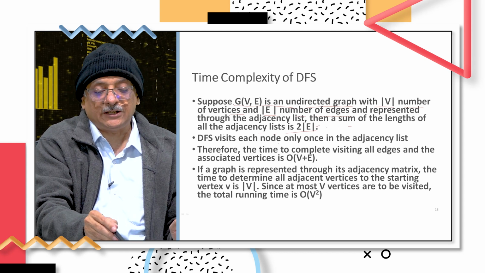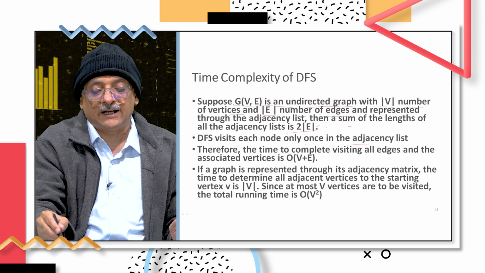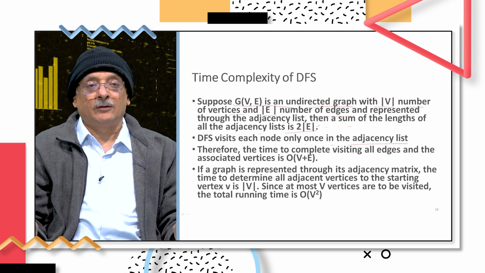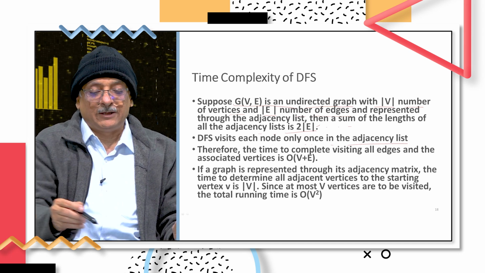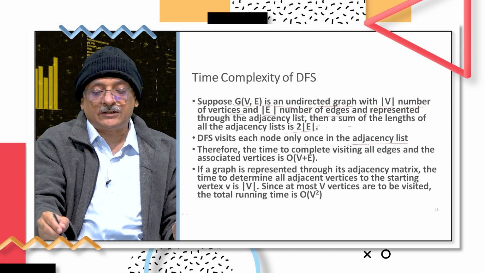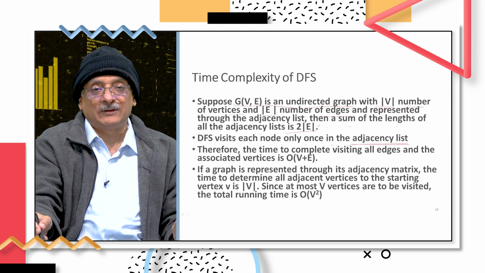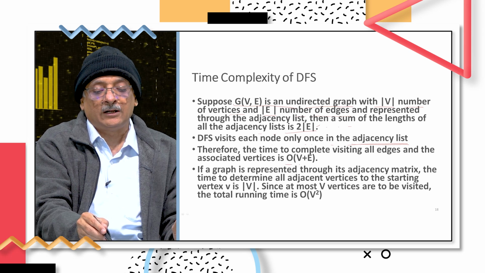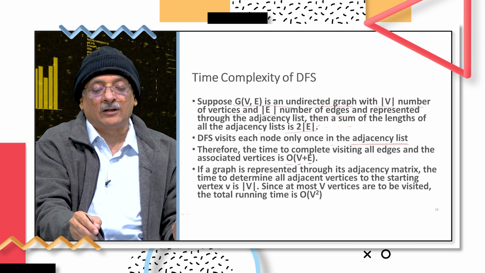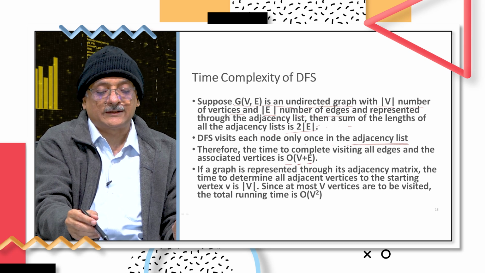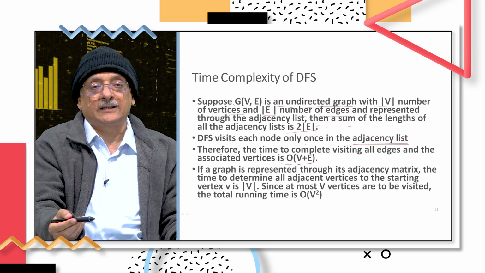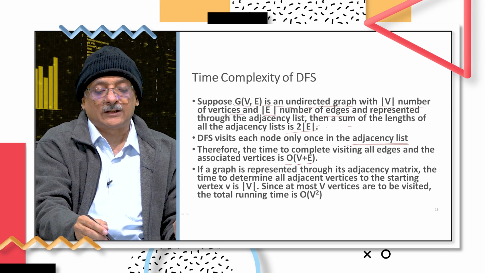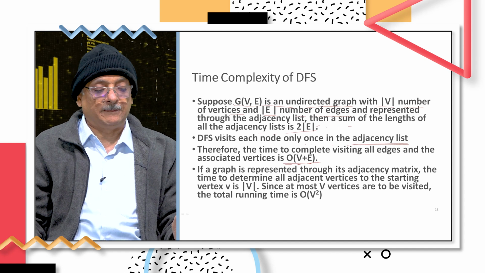DFS reads each node only once in the adjacency list. So, each node we will be visiting, and each node in the adjacency list we will be visiting. And what is the size of this particular adjacency list? Order V, because there were V head nodes, and E is because of the number of edges, although the 2 is there, in order it can simply be ignored. So, the order of this computation is order V plus E.